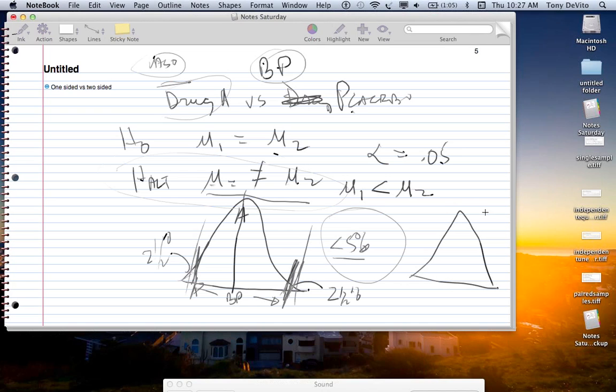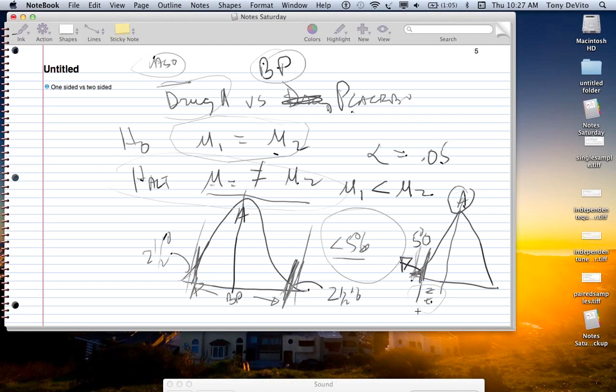When I look at that distribution, I'm a little off here, I'm holding it sideways. When I look at that distribution, I'm only looking at the possibility that this is the mean for group A, that the mean for group B is on that side of 5%. I can put all 5% on this side. So now, since that's 5%, the z-score, the t-score that you need in order to reject the null hypothesis is going to be a smaller number.